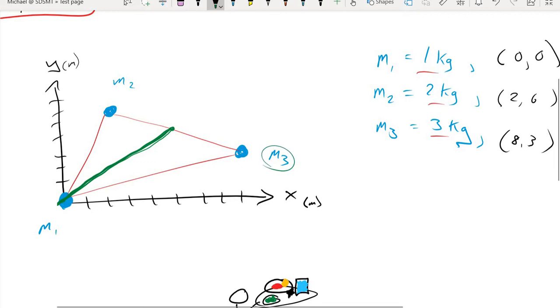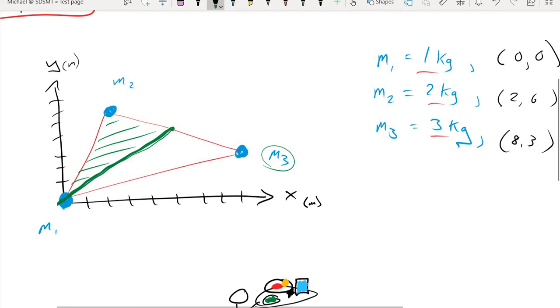So we should expect that the center of mass for the system will be on the M3 side of the triangle. And that means that everything on this side is now out. We will no longer consider that portion.